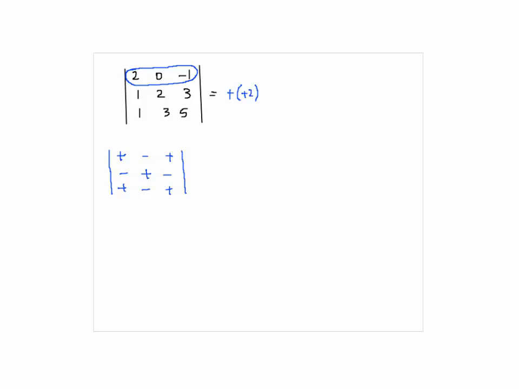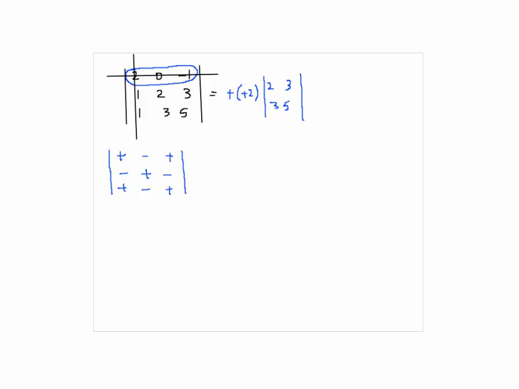the element is +2, and then you have to multiply this with a matrix which is called its minor matrix. To find a minor matrix, we just simply draw a vertical line and a horizontal line through that element, and whichever elements these two lines don't cross, those would be the minor matrix that you're looking for. That would be 2, 3, 3, and 5.